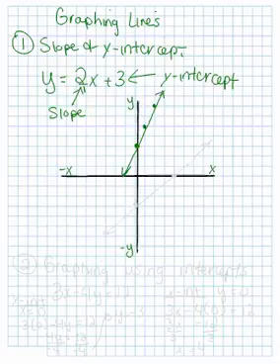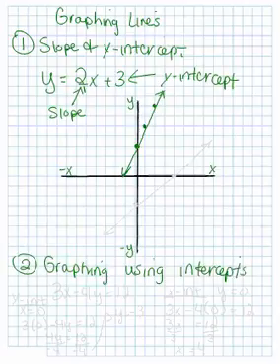The next example is by using your intercepts. So 2, graphing using intercepts. In this case, I'm going to use an example from the book. So it's 3x minus 4y equals 12.